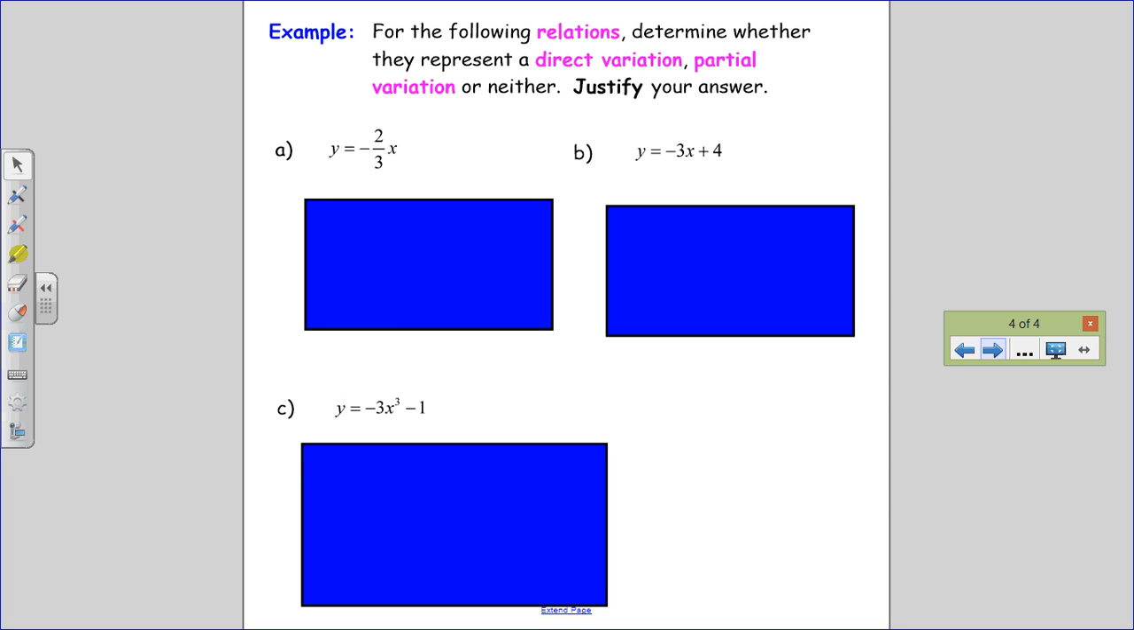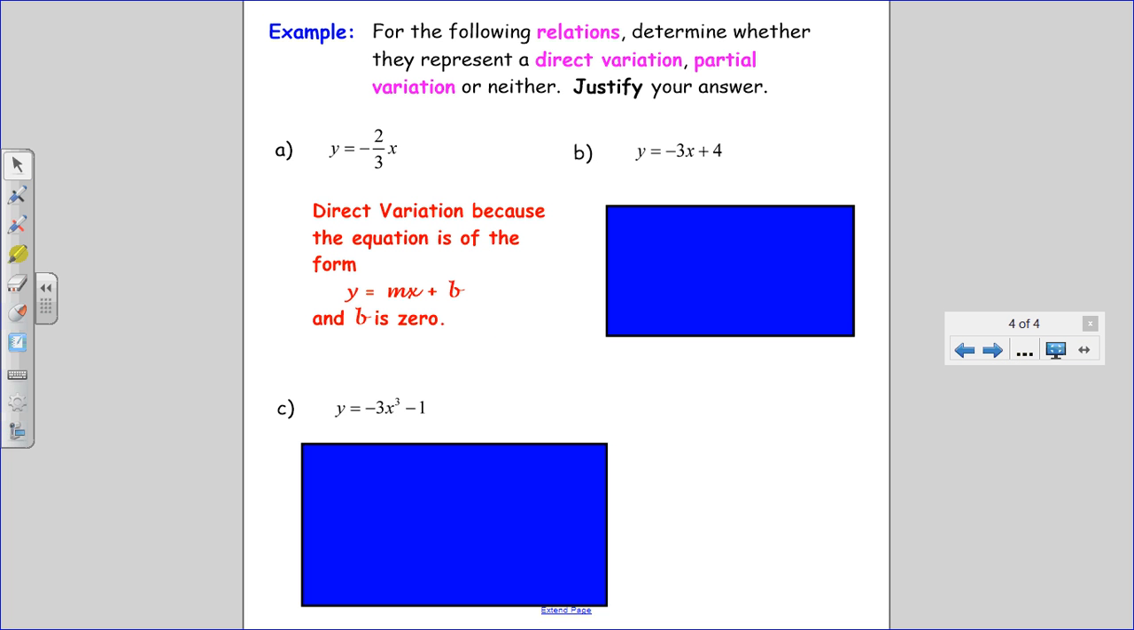So when we look at equations in general, if we look at the first equation, y equals negative 2 over 3 x, that looks like y equals mx plus b, but the b value is not being shown in the equation, so that means it's 0. So this represents a direct variation.